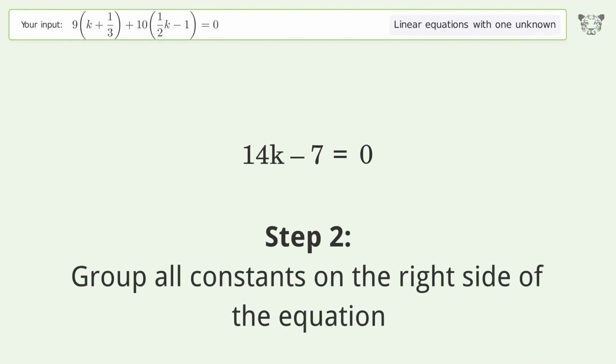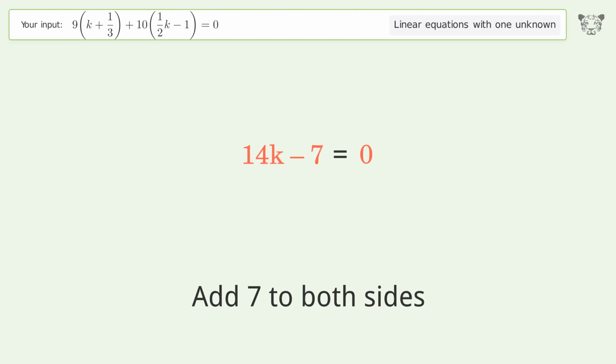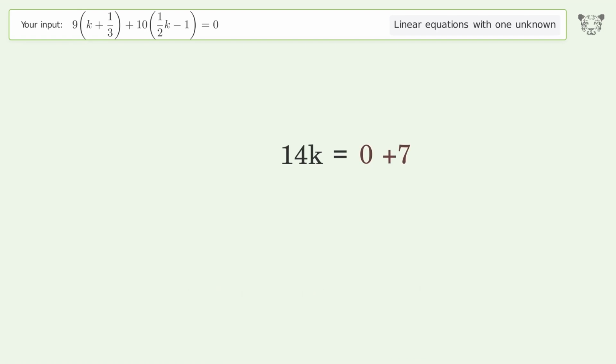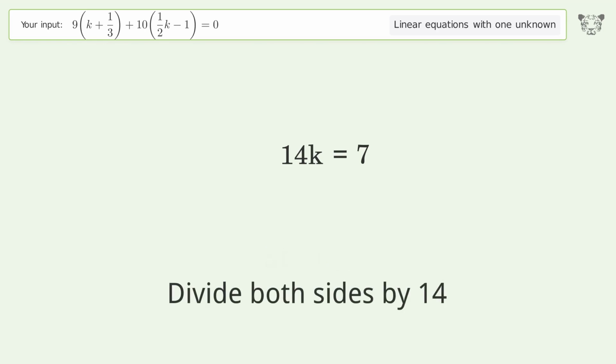Group all constants on the right side of the equation. Add 7 to both sides. Simplify the arithmetic. Isolate the k. Divide both sides by 14.